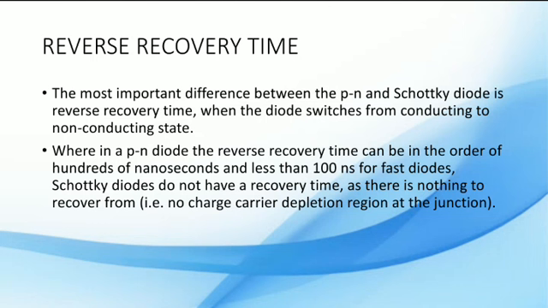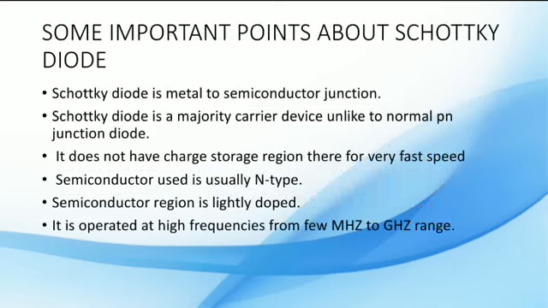Reverse recovery time. The most important difference between the PN and Schottky diode is reverse recovery time. This is when the diode switches from conducting to non-conducting state. In a PN diode, the reverse recovery time can be on the order of hundreds of nanoseconds, and less than hundreds of nanoseconds for fast diodes. A Schottky diode does not have recovery time, as there is nothing to recover from.